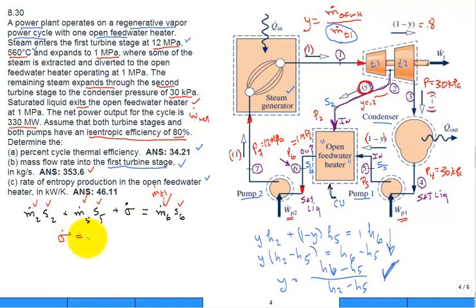And you just be careful of the units, and it comes out to be 46.11 kilowatts per Kelvin. And that's the answer for part C.